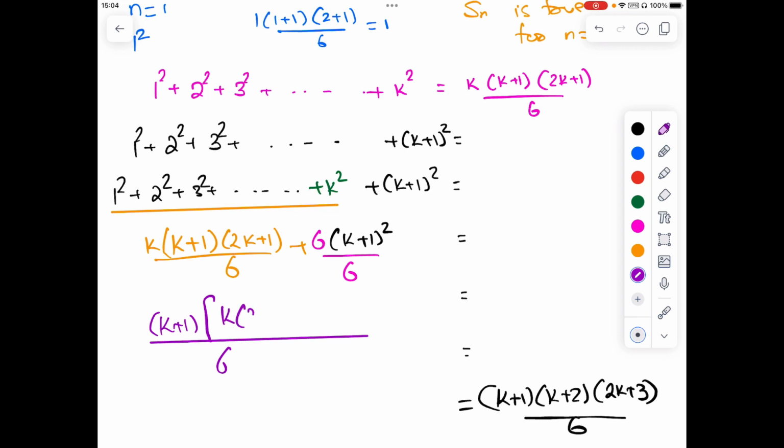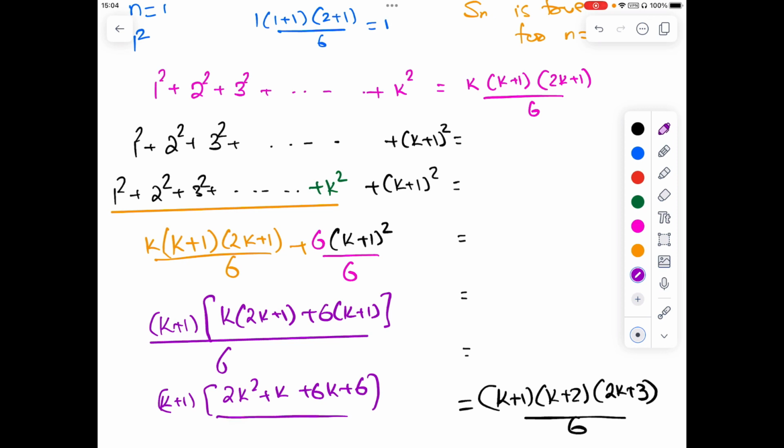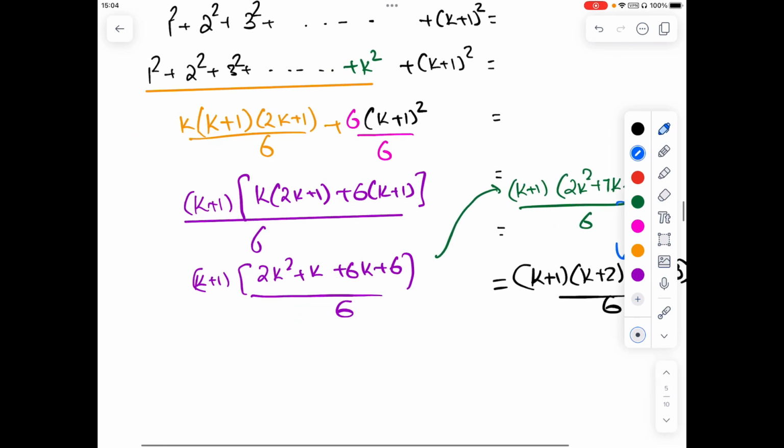k times 2k plus 1 plus 6 times 1 more k plus 1. So what is that? k plus 1 times 2k square plus k plus 6k plus 6 upon 6. That becomes k plus 1 times 2k square plus 7k plus 6 upon 6. We know that 2k square plus 7k plus 6 can be factorized into k plus 2 times 2k plus 3. Therefore, it is true for n equals k plus 1.